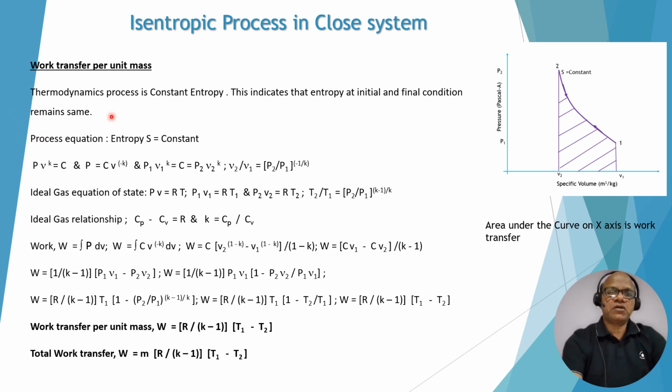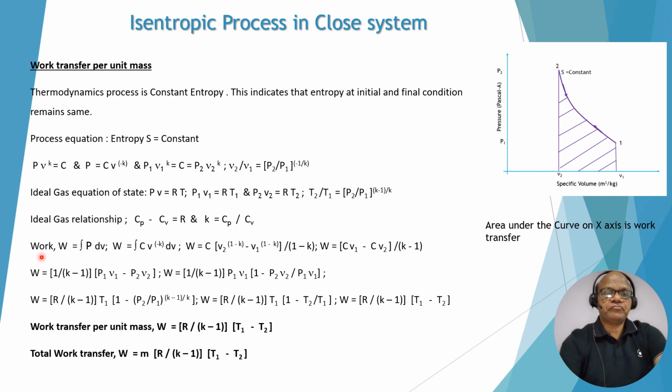For the constant entropy process, S is constant, and we have the formula PV^K = C, where K = Cp/Cv and C is a constant. So we can write P = C V^(-K). So P1 V1^K = C = P2 V2^K. V2/V1 = (P2/P1)^(-1/K). From the ideal gas equation PV = RT, P1 v1 = R T1 and P2 v2 = R T2, and T2/T1 = (P2/P1)^((K-1)/K). Also Cp - Cv = R, where K = Cp/Cv.